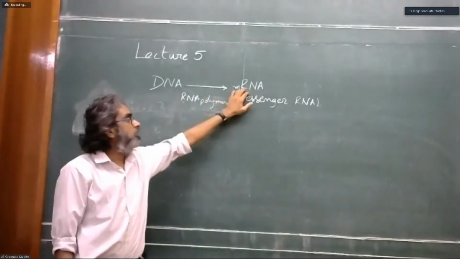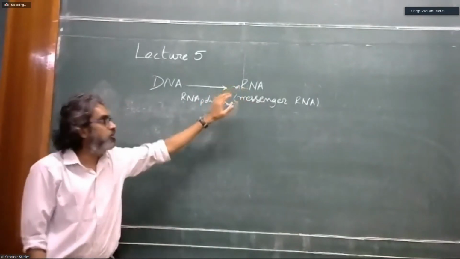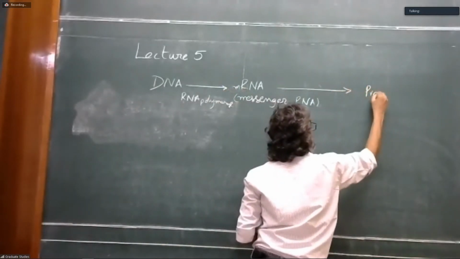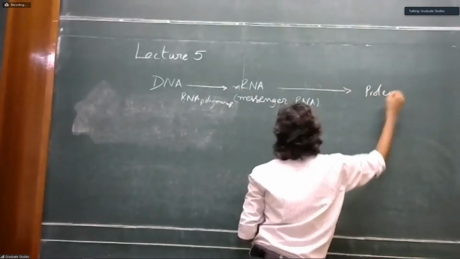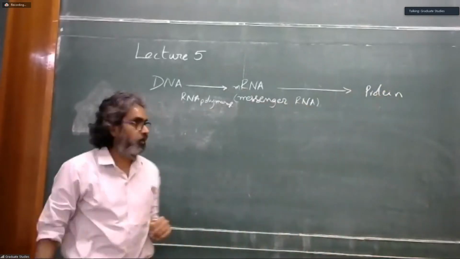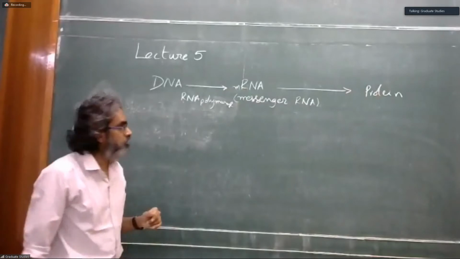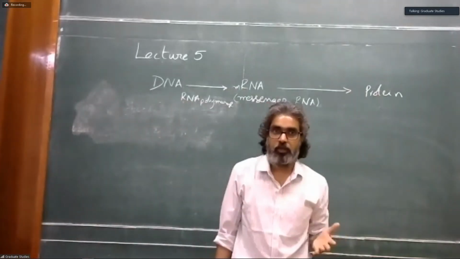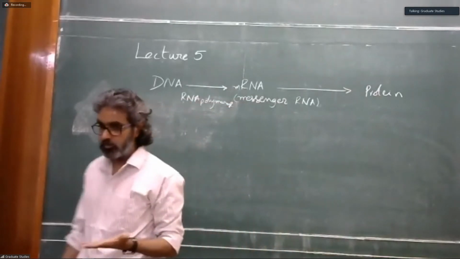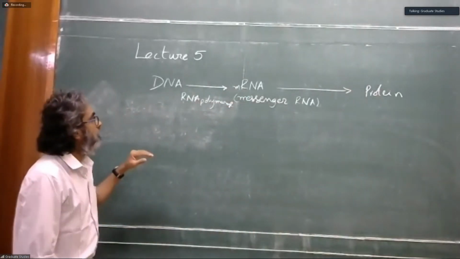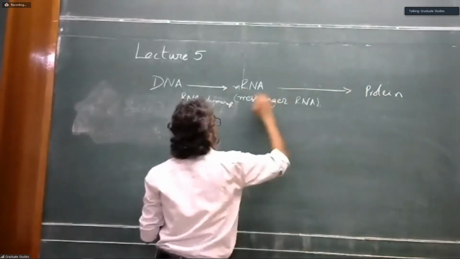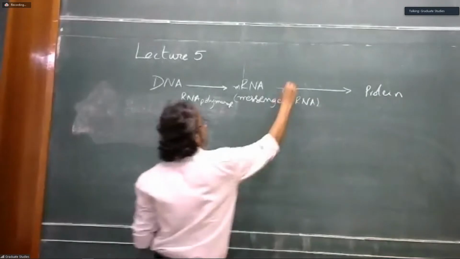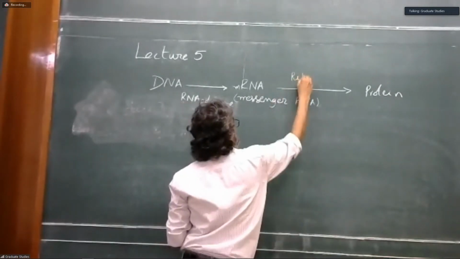Because this is a messenger molecule, it carries the code to make protein. It's called messenger RNA because there are other types of RNA in the cell: one is transfer RNA and another is ribosomal RNA. To distinguish this RNA from those, we call it messenger. mRNA then translates information into protein using the enzyme machinery of ribosomes.